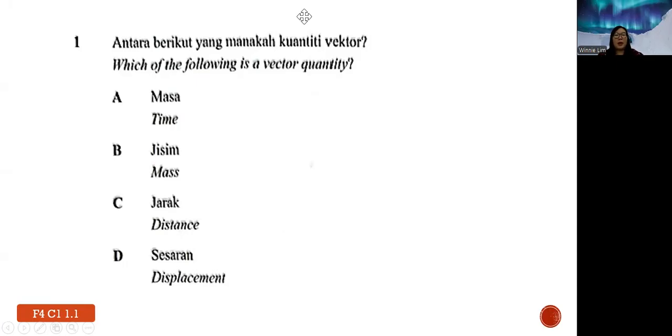Okay, so time. Is it affected by direction? No. So that's why it will be classified as scalar. Same goes for mass. Then for distance and displacement, generally they are a similar idea. It's just that if we talk about distance, for example, Ali walked from point A to point B, 10 meter length, then we just call it distance. But then if we say Ali moved from point A to point B 10 meter towards east or west, so when we include the direction, then it becomes displacement.